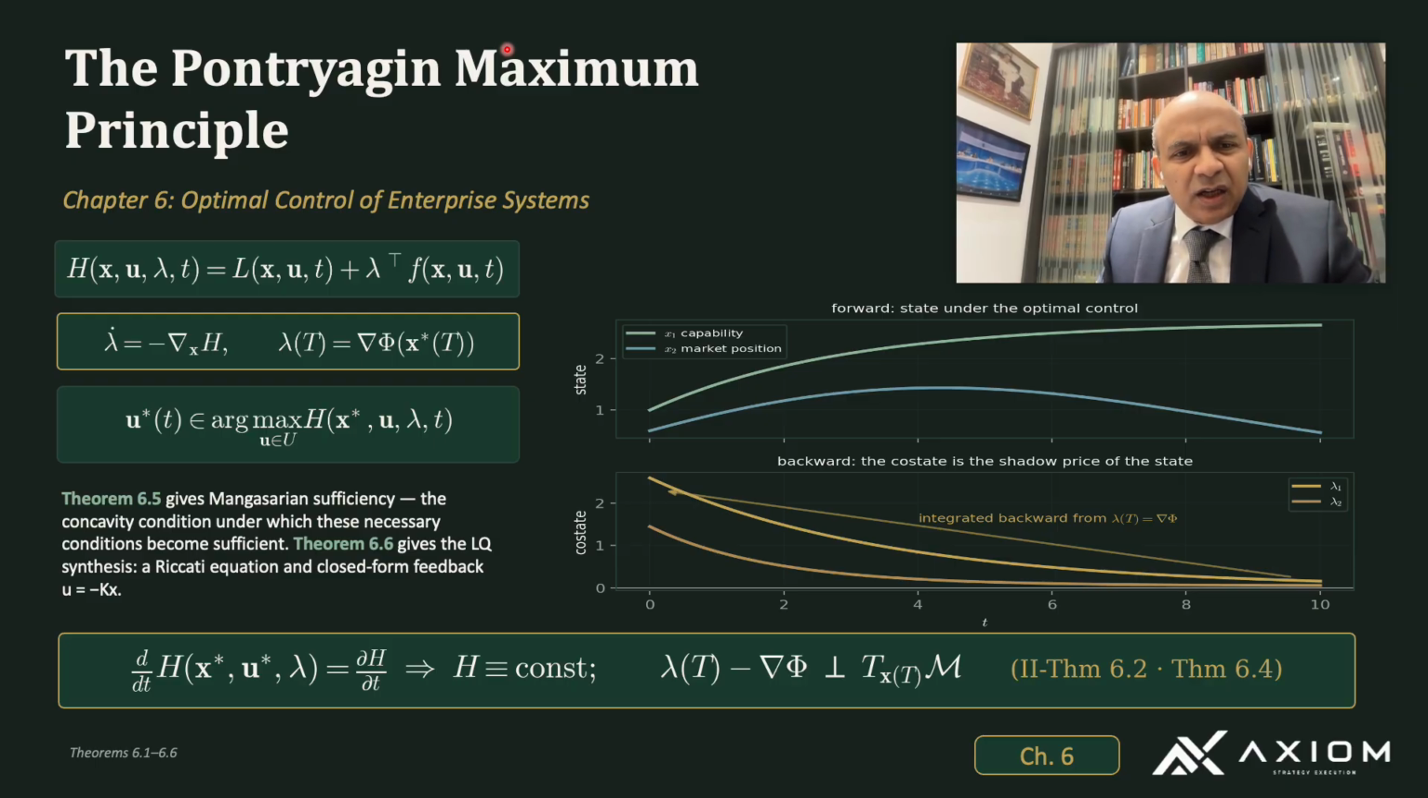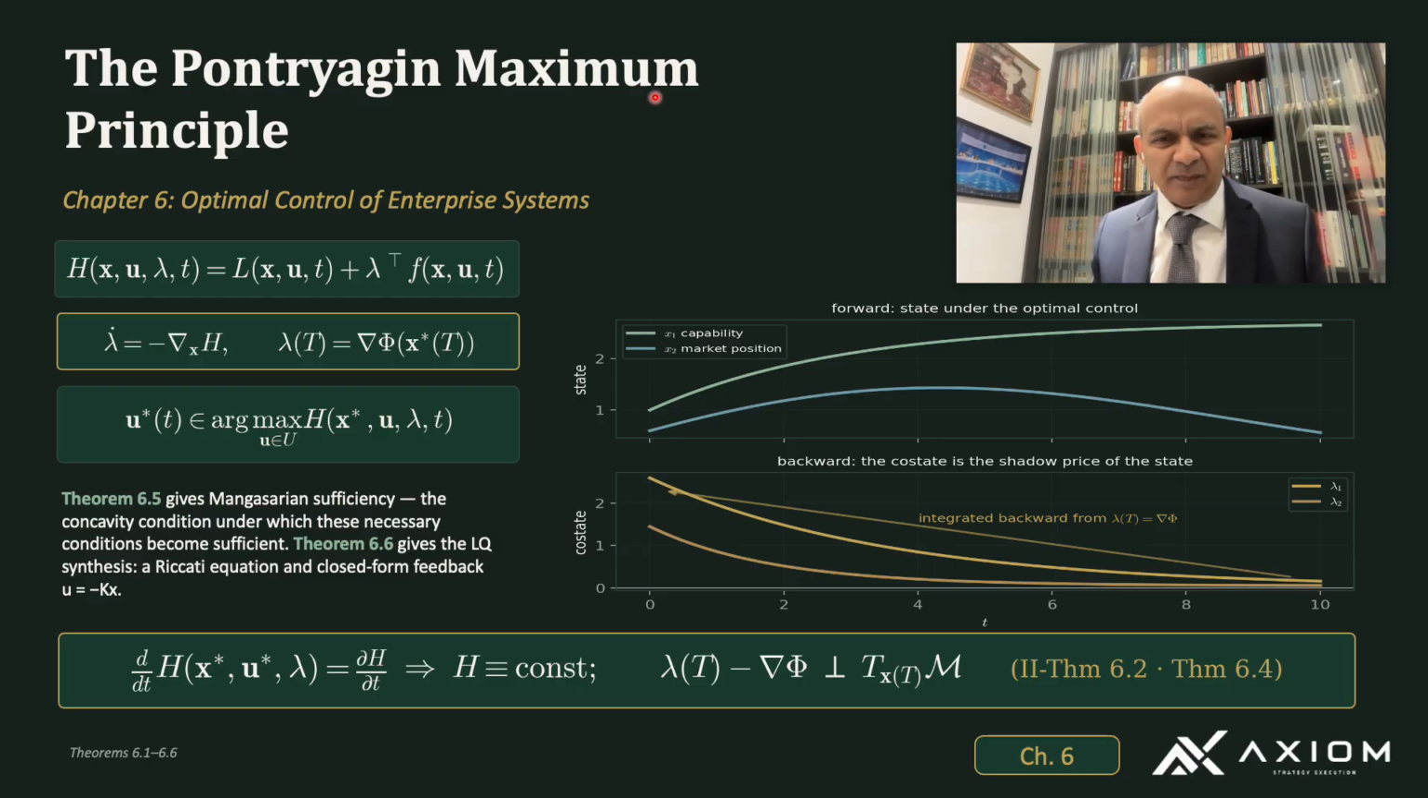Now you have the terminal transversality condition, lambda of capital T, which is the terminal costate, and the gradient of phi. So that is sort of the terminal enterprise value, okay? And T_x(T) M is the tangent space to the terminal constraint manifold. So at the endpoint, the difference between the costate and the terminal value gradient must be orthogonal to every feasible direction along the terminal constraint surface.